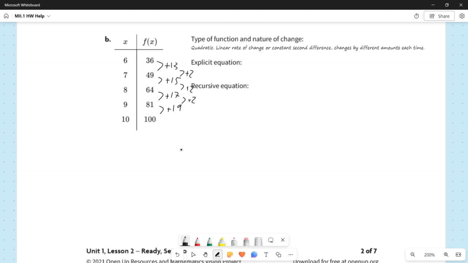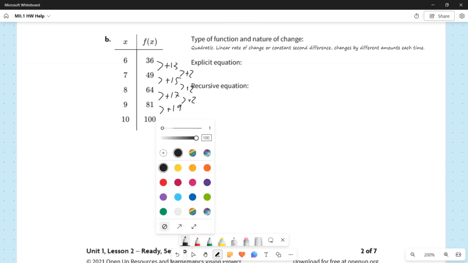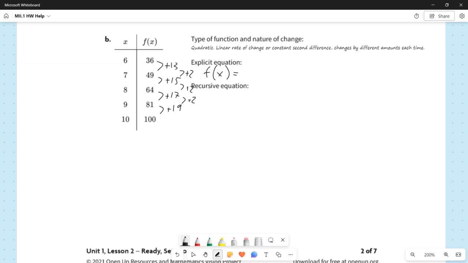Now, for an explicit equation, again, we're using function notation. So f of x equals, and as a reminder, an explicit equation is in terms of the input itself, which in this case is x. So we're looking for some sort of an equation involving x. As we saw in the lesson, one of the takeaways is that a quadratic function will have an x squared in it. And let's see where that puts us.